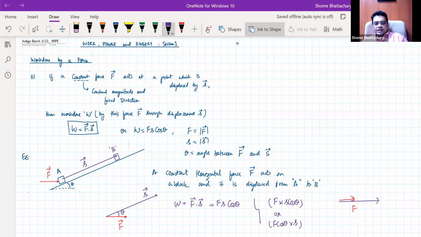So the displacement vector is actually like this. But if I draw a component of that along the axis of force, that is S cos theta. So it is force multiplied by the displacement along the direction of force. Or on the other hand, I can do one more thing. I can instead take the component of force along displacement, which is F cos theta, and multiply that with S. That's also one and the same thing.